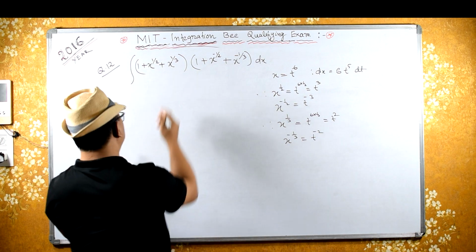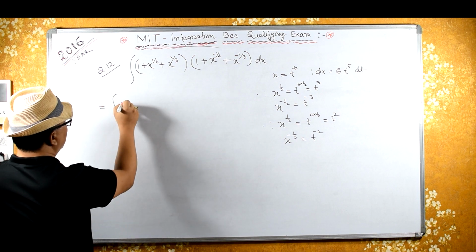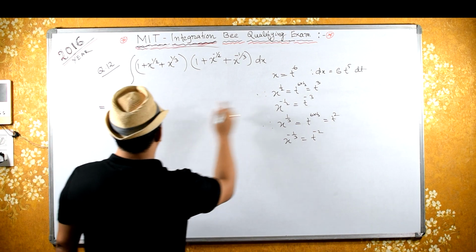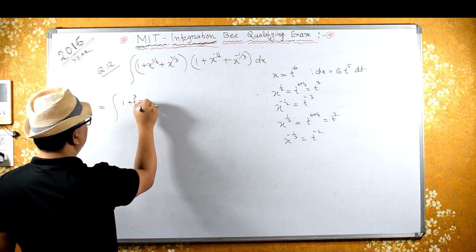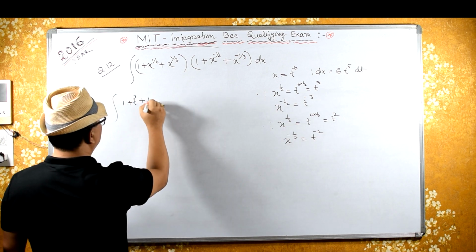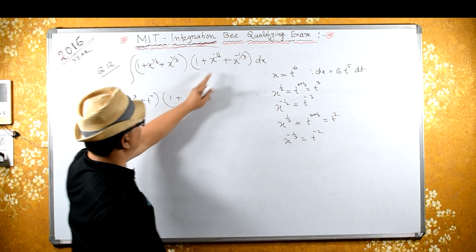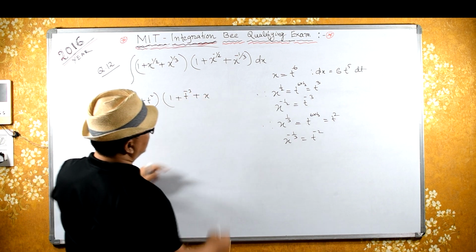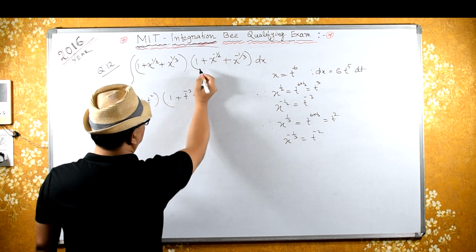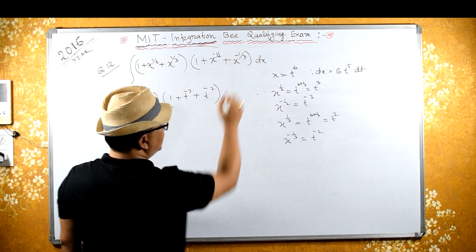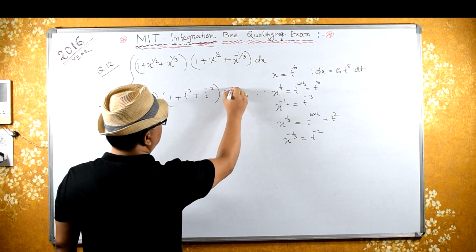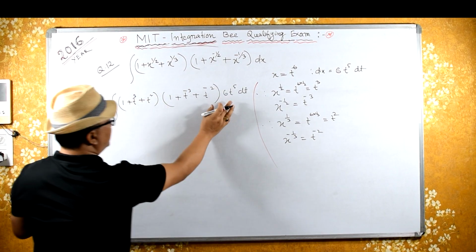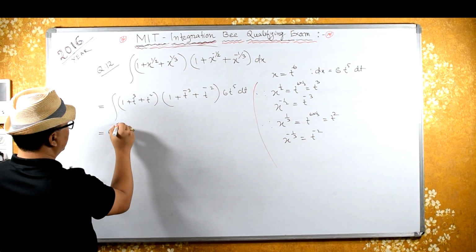Now let's substitute all over here. The integral of 1 plus x raised to half, in terms of t, is t cube, plus x raised to 1 by 3, which is t square, all in brackets, times 1 plus x raised to minus half, which is t raised to minus 3, plus x raised to minus 1 by 3, which is t raised to minus 2. And what is dx? dx is 6 into t raised to 5 dt. Therefore, now this 6 I can take outside. Here we have 6 times the integral.